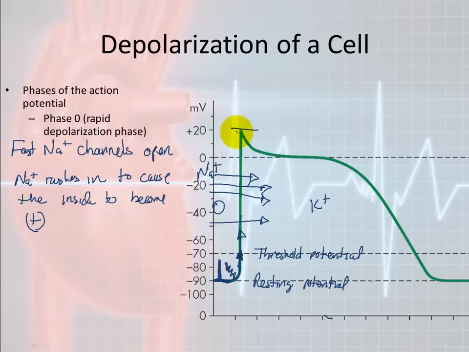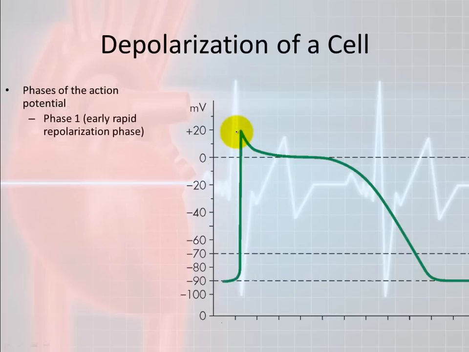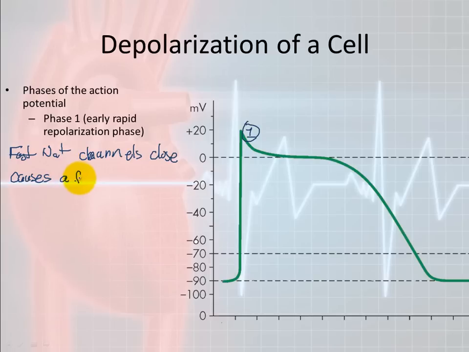Once this occurs, you end up having something called phase 1. Phase 1 is the early rapid repolarization phase. During phase 1, fast sodium channels close, which slows the influx of sodium. Because of this, a slight repolarization of the cell membrane occurs, but it doesn't repolarize completely. It's just a slight repolarization.